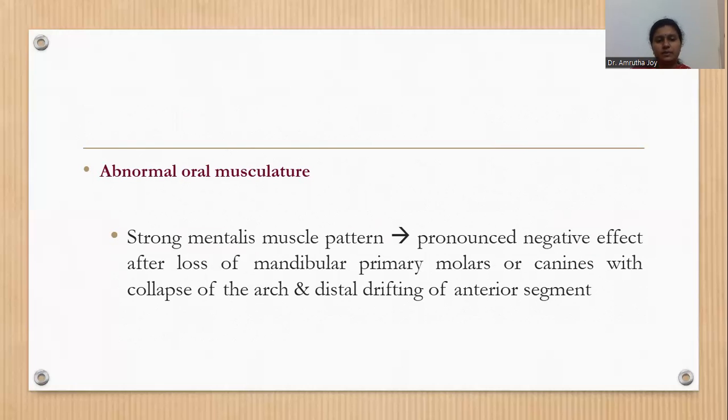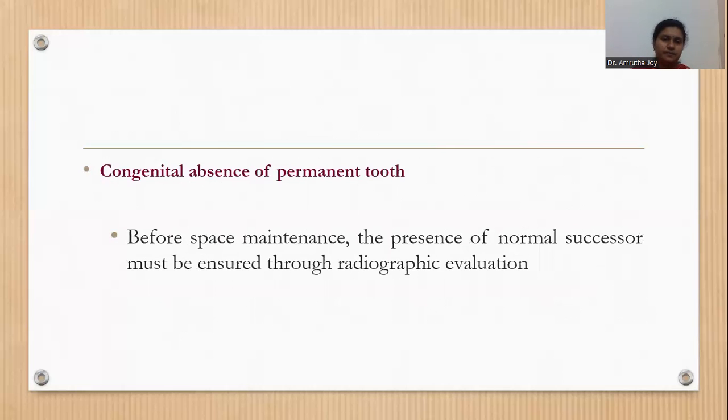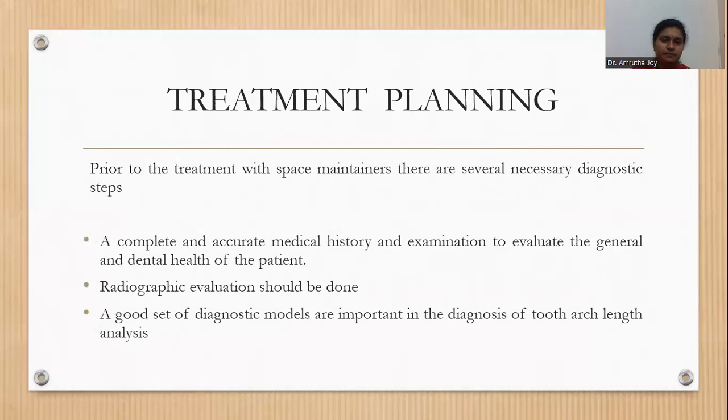The action of abnormal oral musculature, especially a strong mentalis muscle pattern, has a negative effect after primary molar loss. That is, it exerts forces on the canine as well as the incisors that cause collapse of the dental arch and distal drifting of the anterior segment. Then we need to consider the absence or presence of the permanent tooth. If the succedaneous tooth is congenitally absent, then sometimes it doesn't need any space maintenance. So before giving space maintenance, the presence of a normal successor must be ensured through radiographic evaluation.